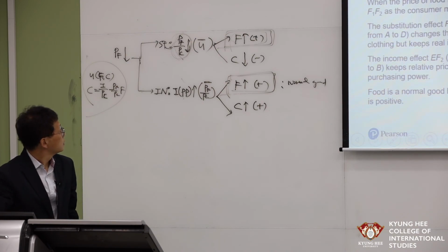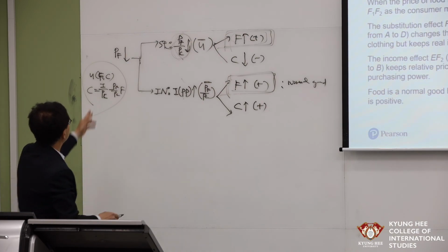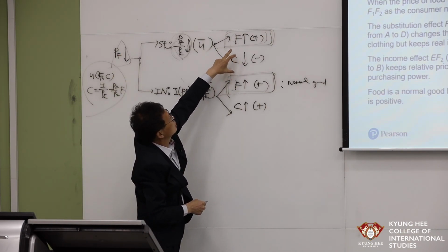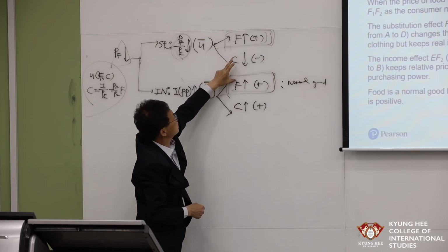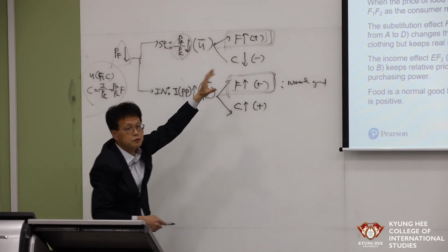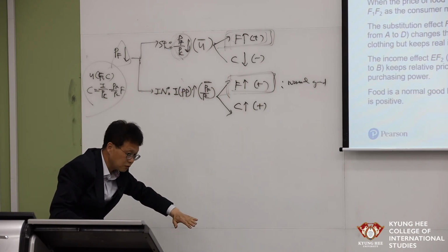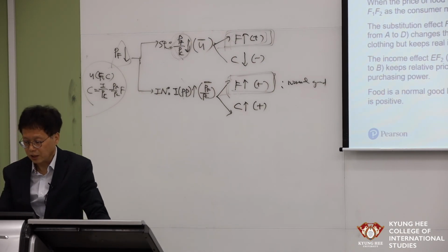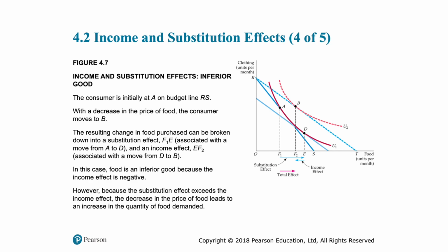So that is the summary of this graph. Can you understand? Right? Anyway, we know the price of food decreases, right? Demand for food increases. Positive substitution effect, positive income effect. So the total effect is positive, so demand for food increases. Price decreases, demand for food increases in total, right? So the law of demand holds. And food is a normal good. Now, this case. Income and substitution effect in the inferior good case. Inferior good case, this is the inferior good case.